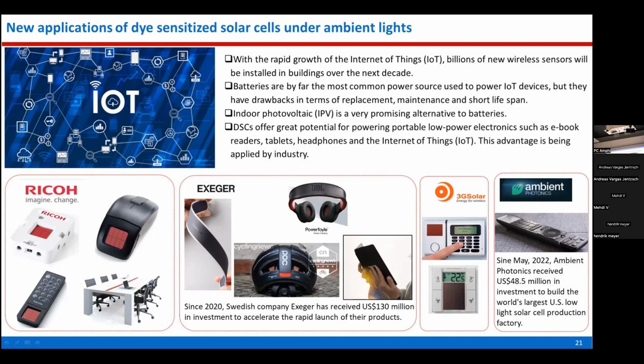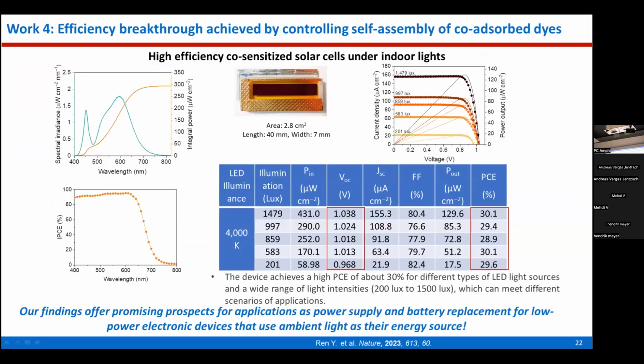Taking these companies for example, since 2020 the Swedish company SG has received 130 million to accelerate the rapid launch of their products. Also, Ambient Photonics received 48.5 million to build the world's largest US low-light solar cell production factory. So, driven by this, we also fabricated a large-area 2.8 square centimeter device that can get a very high efficiency of 30% with different types of LEDs and over a wider range of light intensity.